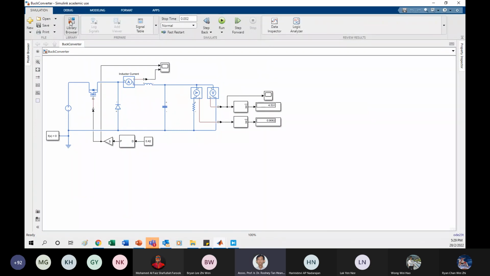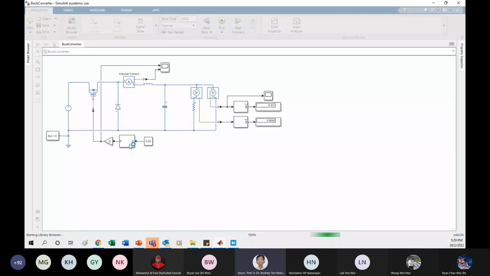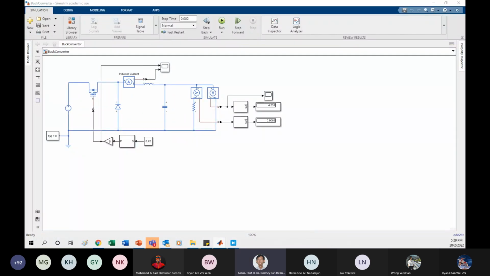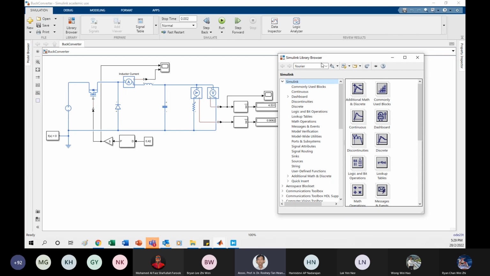Okay, this one is the PWM. You see, I put 42% because there are losses. This one is again in Simscape.